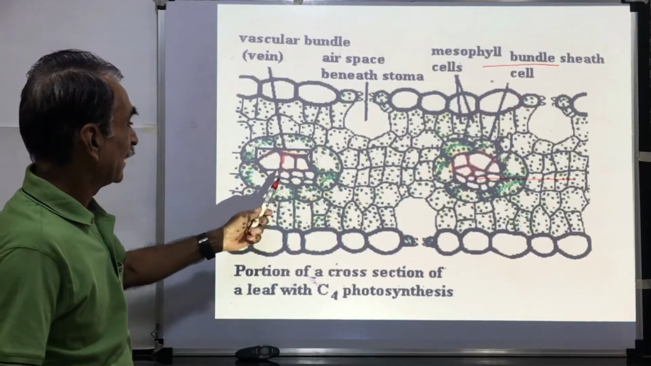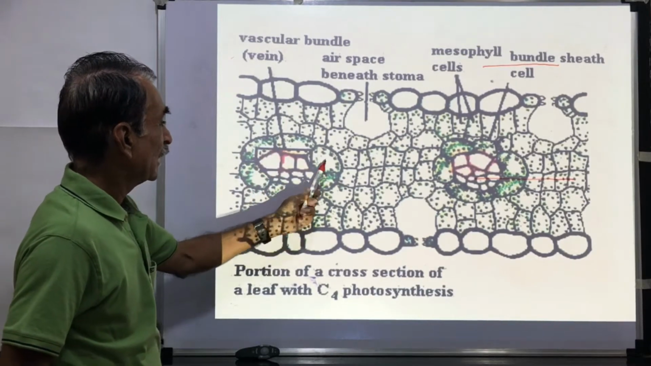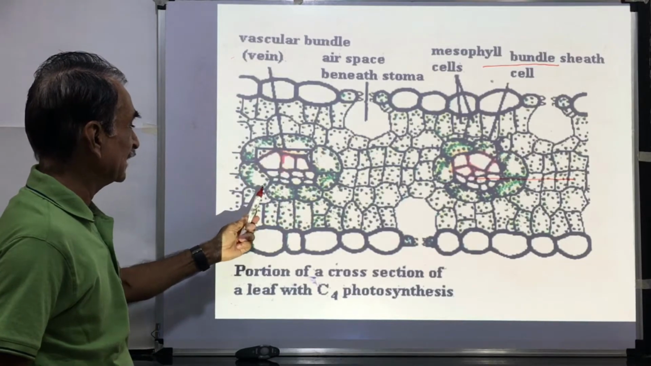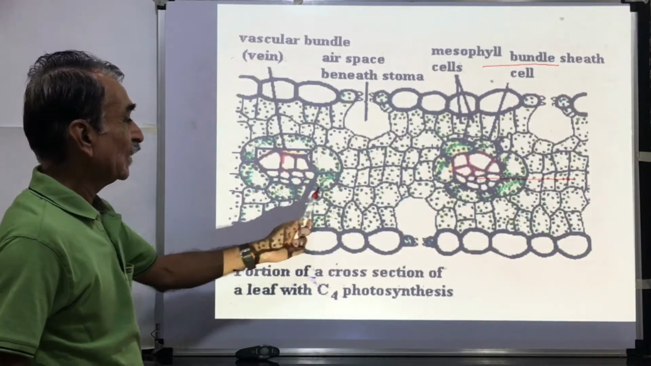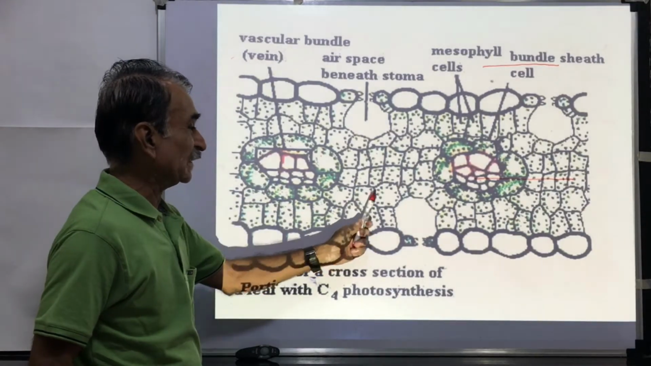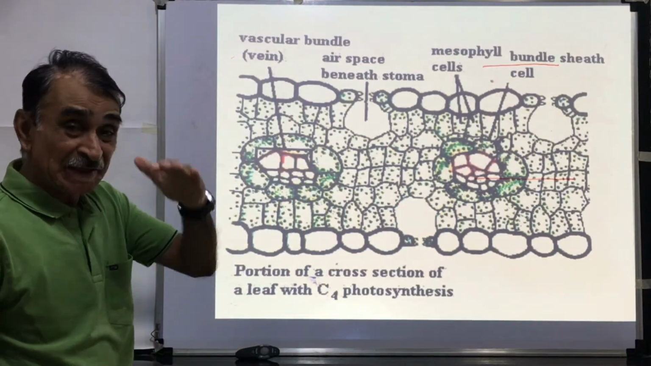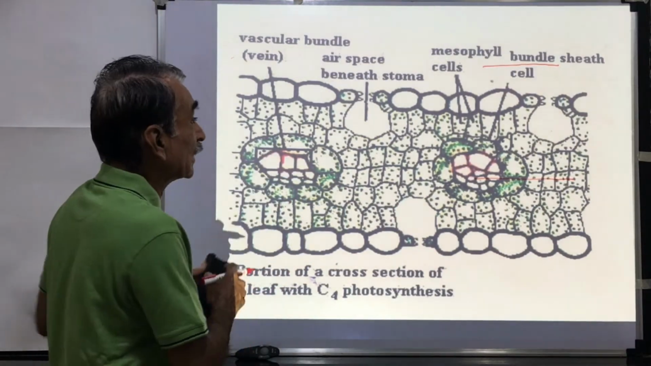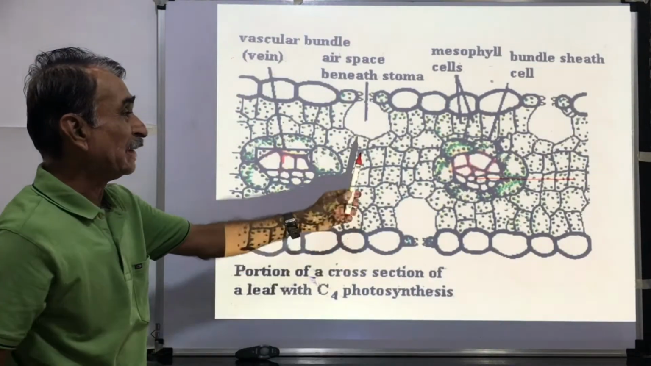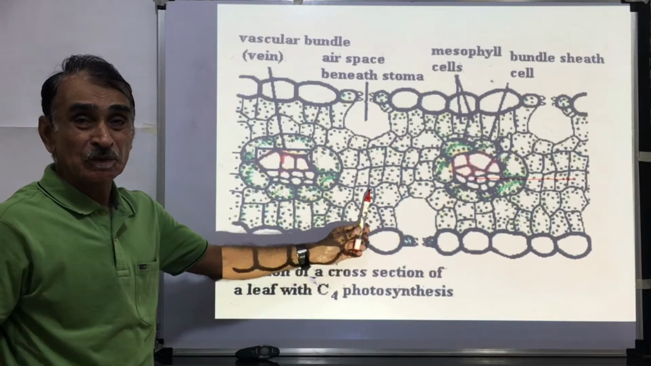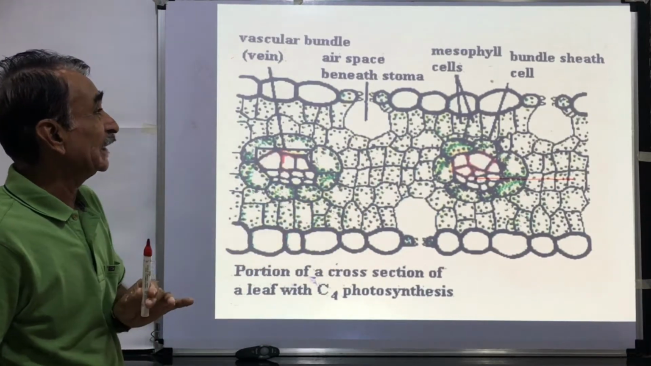Here you can see, this is the vascular bundle, this is the bundle sheath. Chloroplasts which are present in the bundle sheath cells are called as bundle sheath chloroplasts. While chloroplasts which are present in the mesophyll cells are called mesophyll chloroplasts. In the leaves of C4 plants, 2 types of chloroplasts are present: bundle sheath chloroplast and mesophyll chloroplast. In these leaves, palisade tissue is absent, only mesophyll tissue is present.